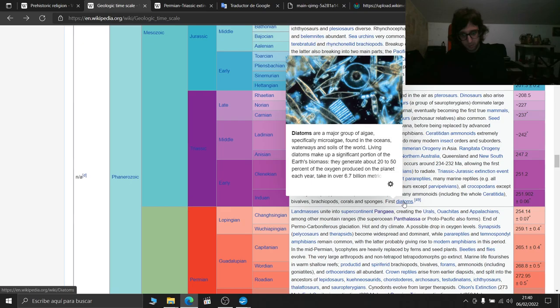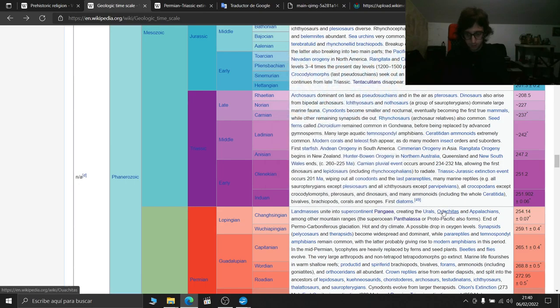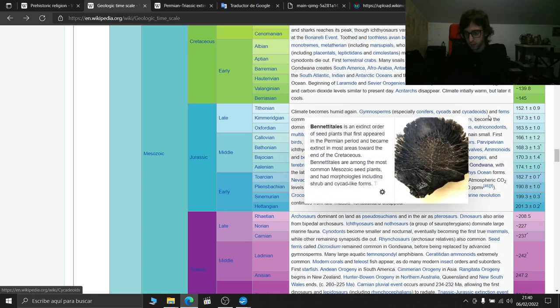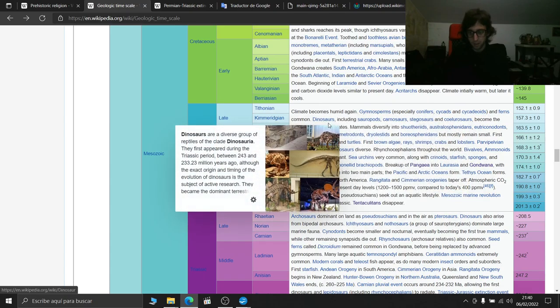First, diatoms. What is this? Diatoms are a major group of algae, specifically microalgae found in the oceans. Okay. Jurassic. Well, Jurassic is the time of dinosaurs, small mammals, birds, lizards, gymnosperms, and ferns. Climate becomes humid again. Gymnosperms, especially conifers, cycadoids, and ferns are common.